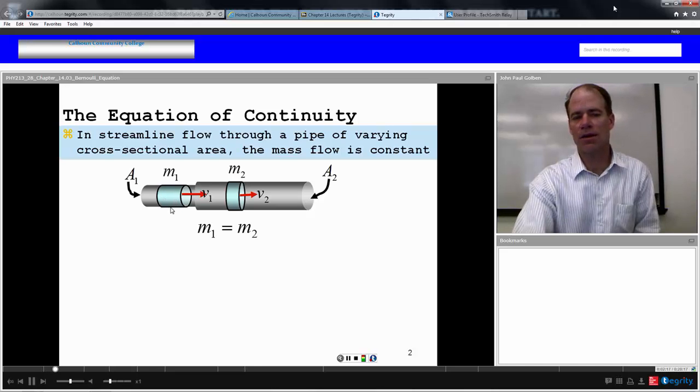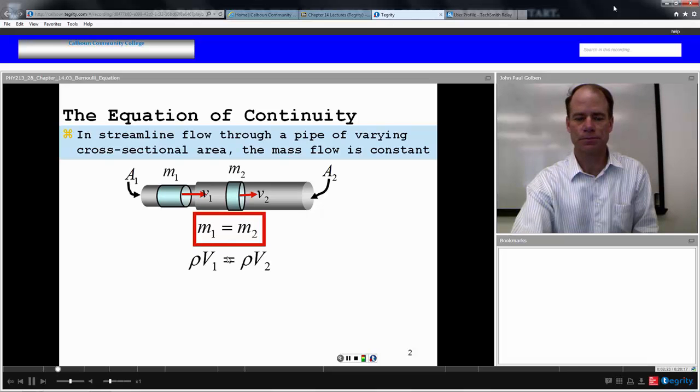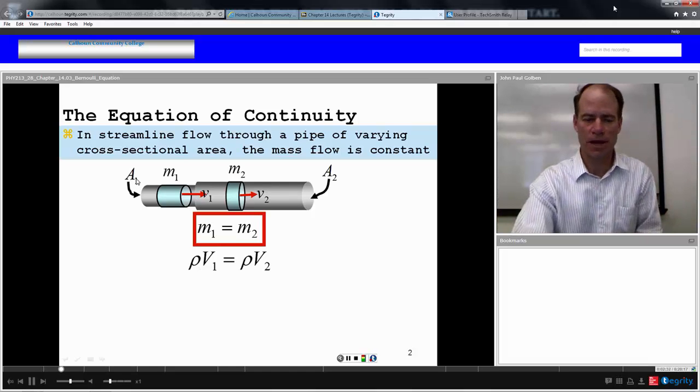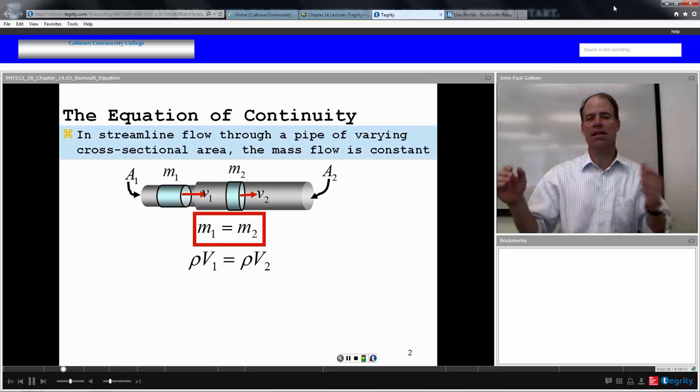Now the volume that's in one section is going to be equal to the cross-sectional area times the length. And so we can say that the mass is going to be equal to the density of the fluid times its volume at some point. And that would be true for point 1 as it is for point 2. The volume is the cross-sectional area times the length. The length would be the velocity times the time.